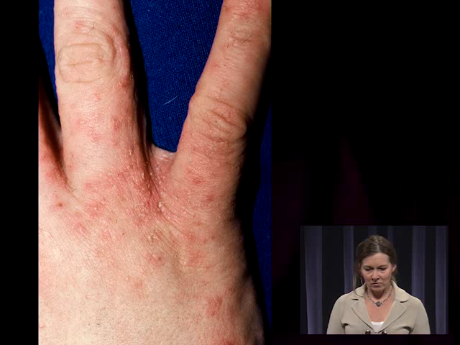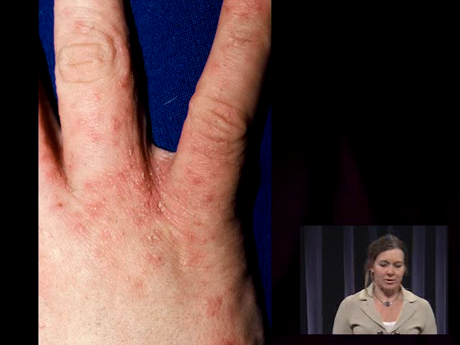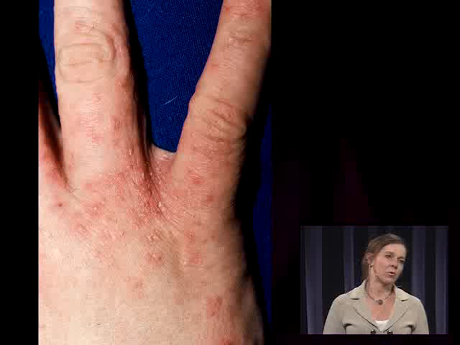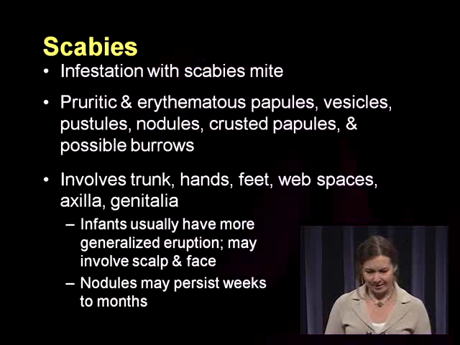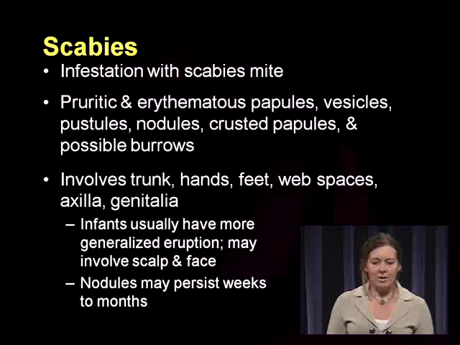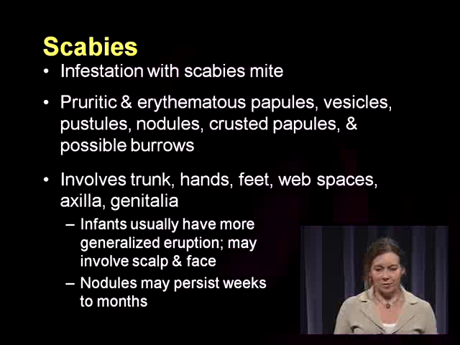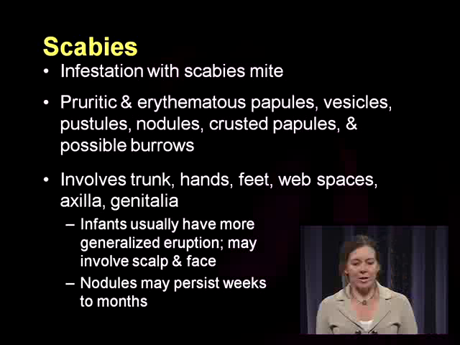This is the more classic presentation. This is what we tend to see in older children, adolescents, and adults, where we see redness and scaling in interdigital spaces. But little kids don't always present like that. So as you know, scabies is an infestation with the scabies mite. This is an eruption of pruritic lesions, papules, vesicles, pustules, nodules. If you're lucky, you'll see burrows.